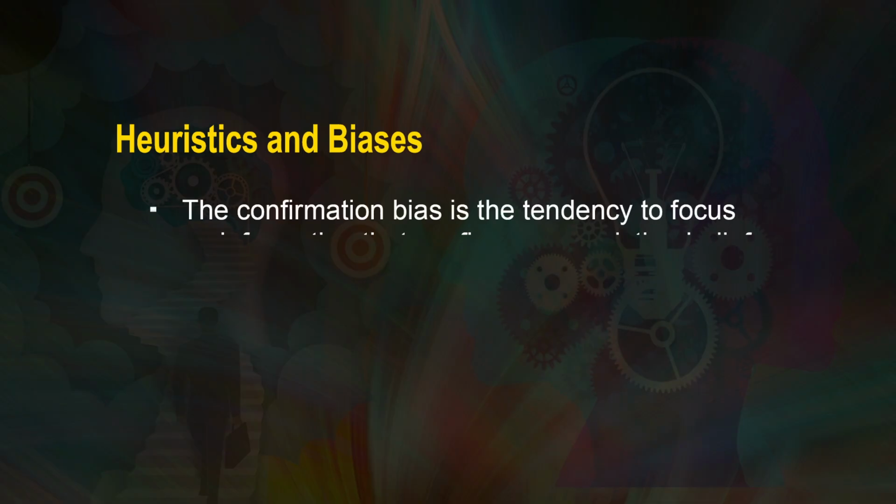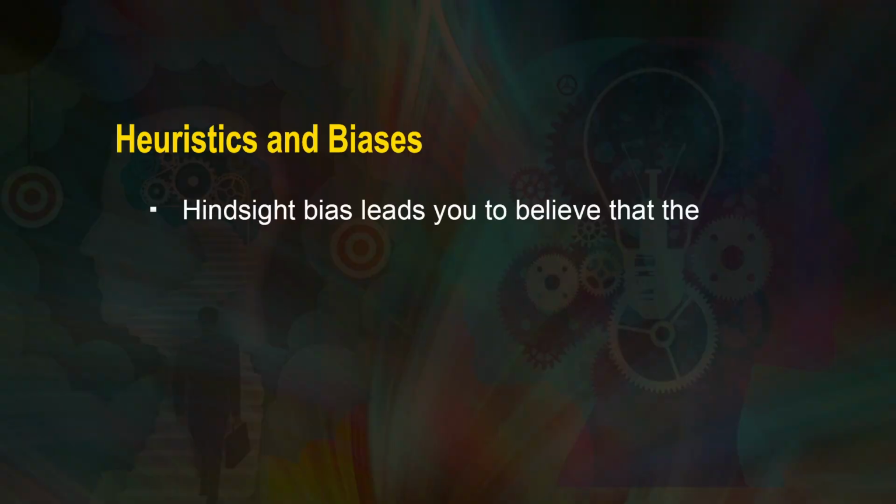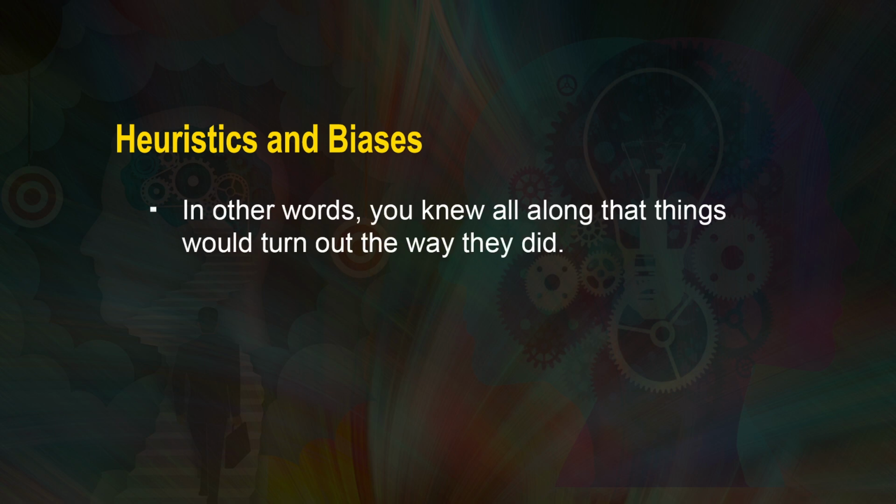The confirmation bias is the tendency to focus on information that confirms your existing beliefs. For example, if you think that your professor is not very nice, you notice all the instances of rude behavior exhibited by the professor, while ignoring the countless pleasant interactions he is involved in on a daily basis. Hindsight bias leads you to believe that the event you just experienced was predictable, even though it really wasn't. In other words, you knew all along that things would turn out the way they did.